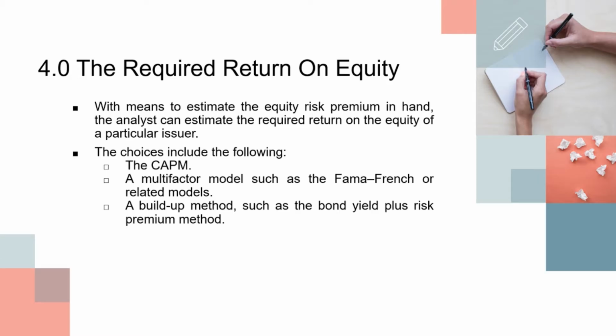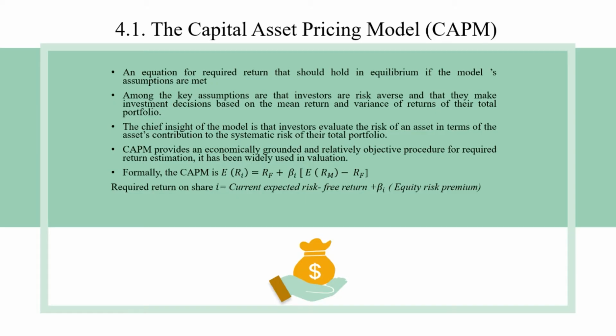I am Kim Foong. I will present the required return on equity. With means to estimate the equity risk premium in hand, the analyst can estimate the required return on the equity of a particular issuer. The choices include the following: the capital asset pricing model, a multi-factor model such as the Fama-French or related models, and a build-up method such as the bond yield plus risk premium method. Firstly, let's look at the capital asset pricing model.